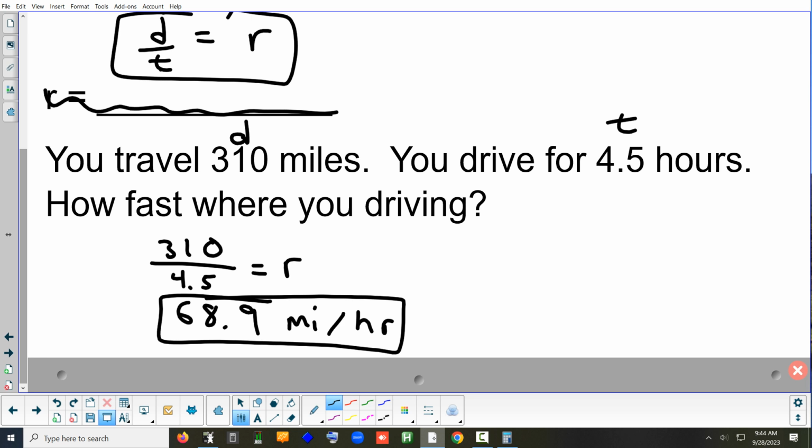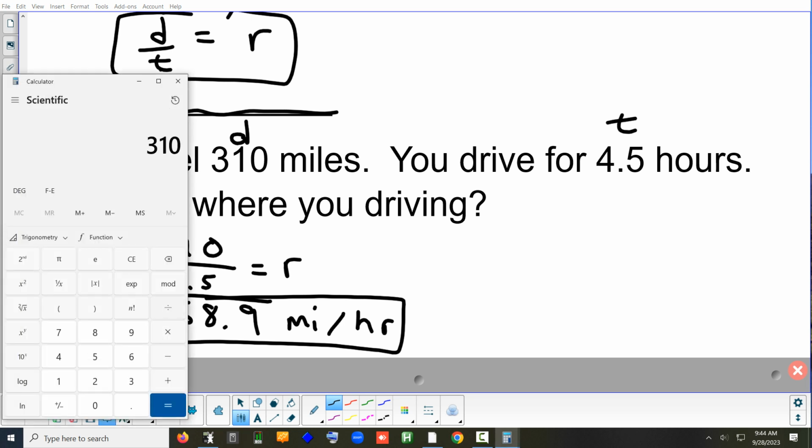I got 91.1 repeated. So when you type in 310 divided by 4.5, I got 68.8. I got 9.1.